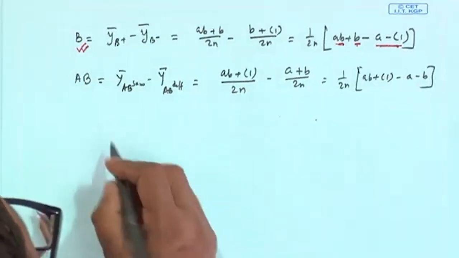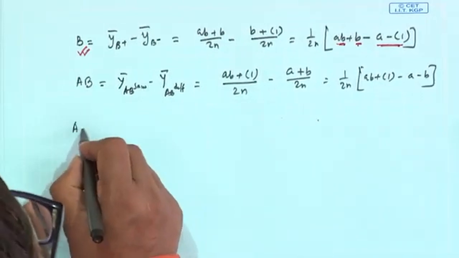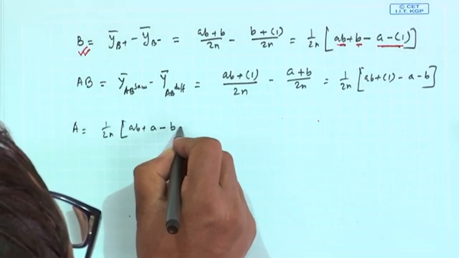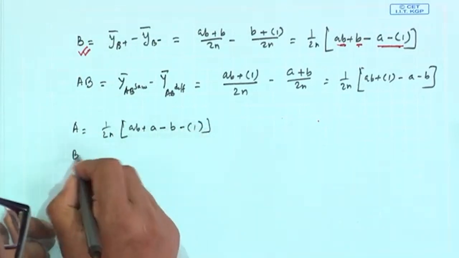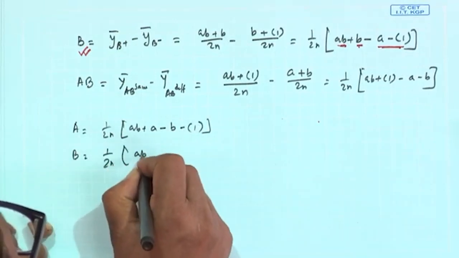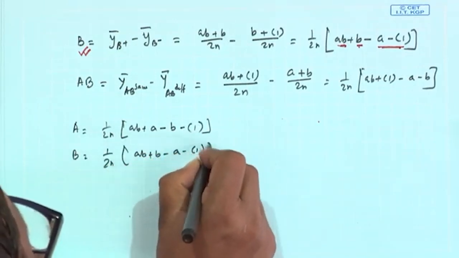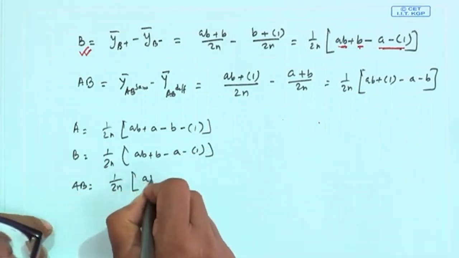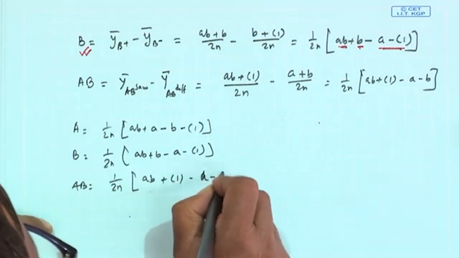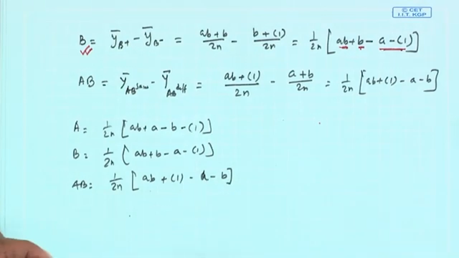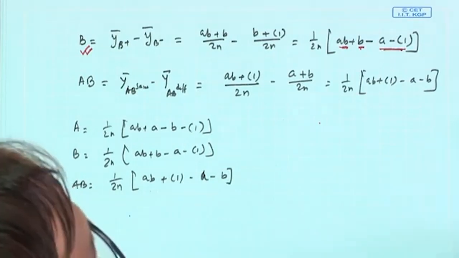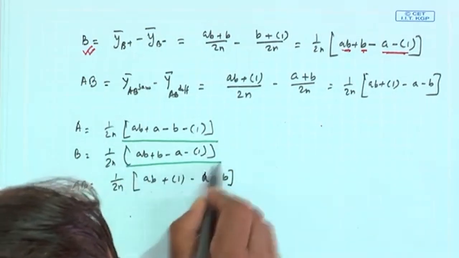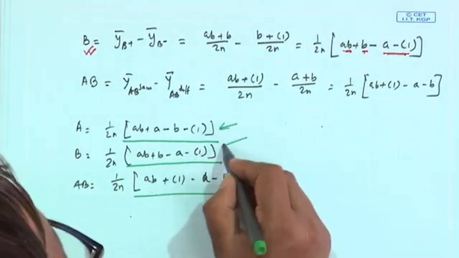Okay, so here A is 1 by 2n (AB plus A minus B minus 1), B you see is 1 by 2n (AB plus B minus A minus 1), and AB you see is 1 by 2n (AB plus 1 minus A minus B). Interestingly, within the third bracket everywhere you have a quantity, and this is known as contrast.